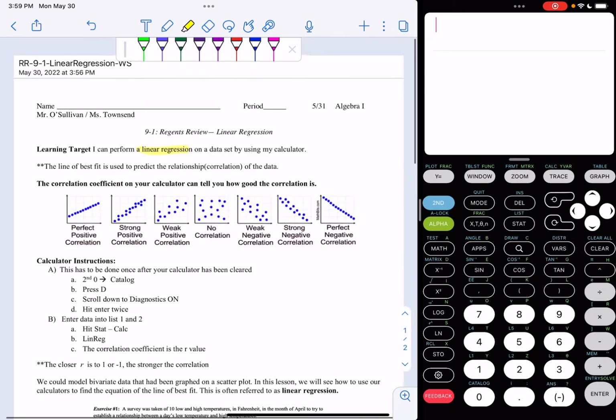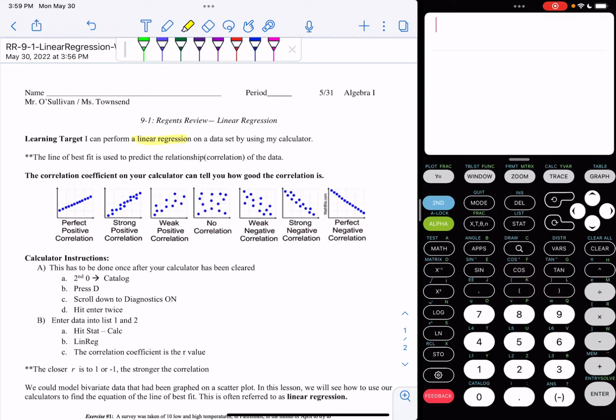So what a linear regression is, it basically looks at a data set and creates an equation for you. So you don't have to do anything by hand. Your calculator does all the work for you. Now, when we're doing linear regression, we're creating the line of best fit. The line of best fit is used to predict the relationship or correlation of the data. The correlation coefficient on your calculator can also tell you how good the correlation is. We're going to go over what that means.